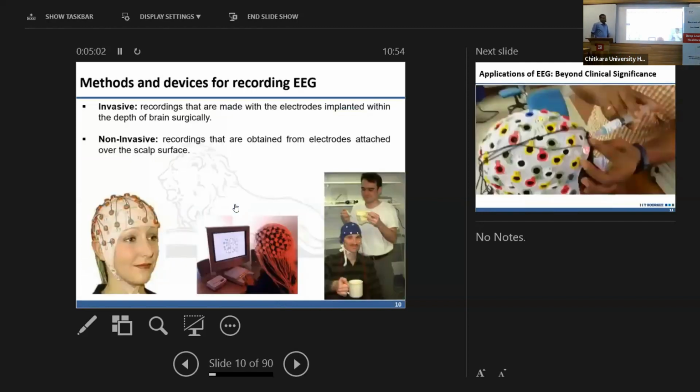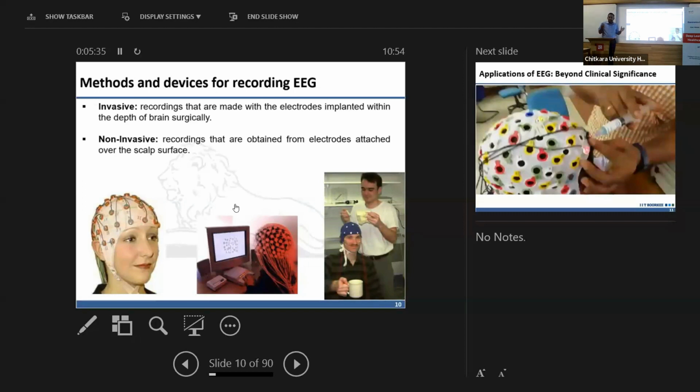So there are 2 different kinds of devices which are used for EEG analysis. Some are invasive, some are non-invasive. Invasive used to be done before, where these were implanted in the brain, surgically. But nowadays there are many different kinds of devices which are non-invasive, that I was saying. So you do not need to have any surgery or implantations. Just you wear this wearable headset, and then you get the signals.